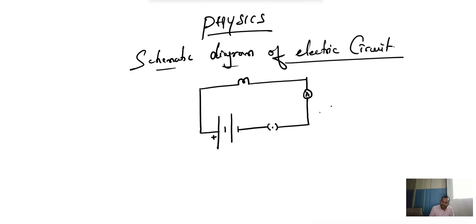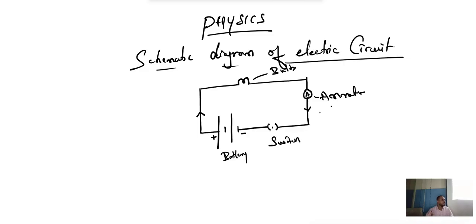Now the current will start flowing from positive to negative. This is a very important direction. The current moves from the positive terminal and ends at the negative terminal. This is the direction of the current. What is this? Battery. What is this? Switch. What is this? Ammeter. And what is this? It's a bulb. Any doubts? So this is the schematic diagram of an electric circuit which consists of a battery, switch, ammeter and a bulb.